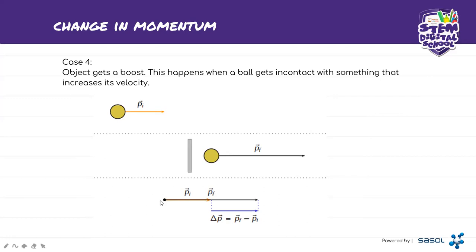It's a change in momentum, but in this case, because they're in the same direction, this is going to be your change in momentum. I hope that everybody understands these cases because they come in different ways, but you need to know what case your question involves.